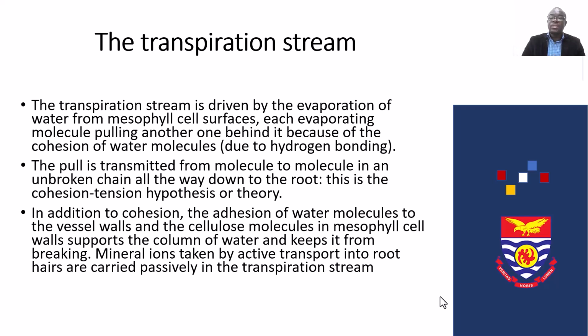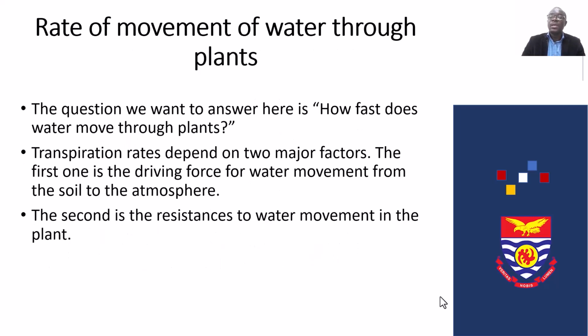In addition to cohesion, the adhesion of water molecules to the vessel walls and the cellulose molecules in mesophyll cell walls supports the column of water and keeps it from breaking. Mineral ions taken in by active transport into root hairs are carried passively in the transpiration stream. The question we want to answer here is, how fast does water move through plants? Transpiration rates depend on two major factors. The first one is the driving force for water movement from the soil to the atmosphere, and the second is the resistances to water movement in the plant.